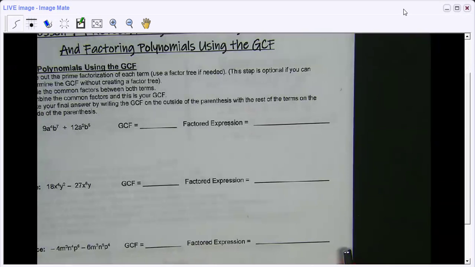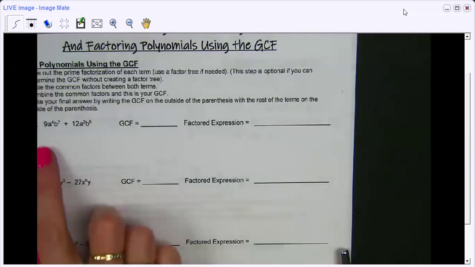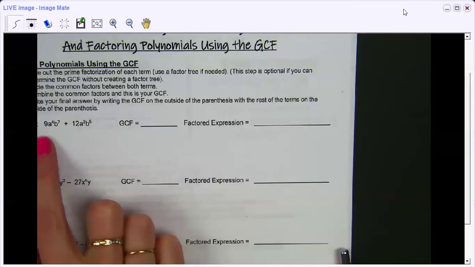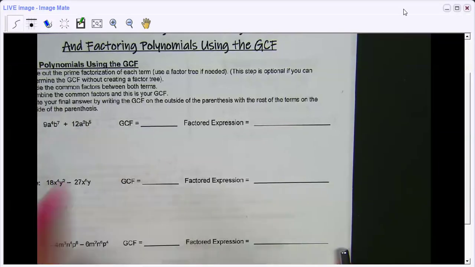We are going to factor polynomials. Now we're going to end up factoring lots and lots of polynomials, but this is just one type of factoring, and that is factoring out a GCF. So what we're doing is we're looking at these two terms and we're saying, okay, what can we reduce the two coefficients by? And then what can we reduce the variables with exponents by?